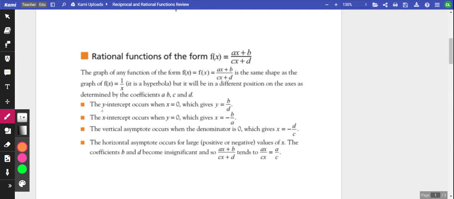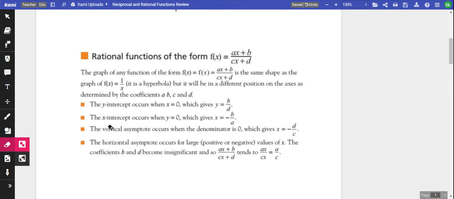So if I'm looking for the y-intercept, the y-intercept occurs when x equals 0. So if I put 0 in for my x values, that causes this to disappear and this to disappear. So my y-intercept just becomes b divided by d. So I take my two constant values and I divide them, and I end up with my y-intercept.